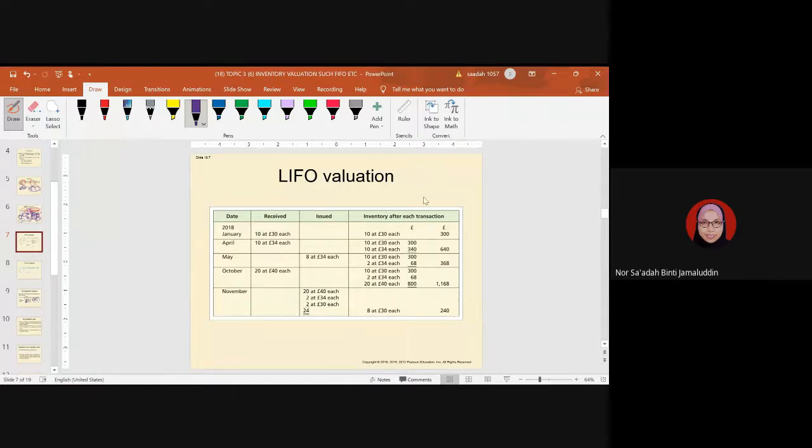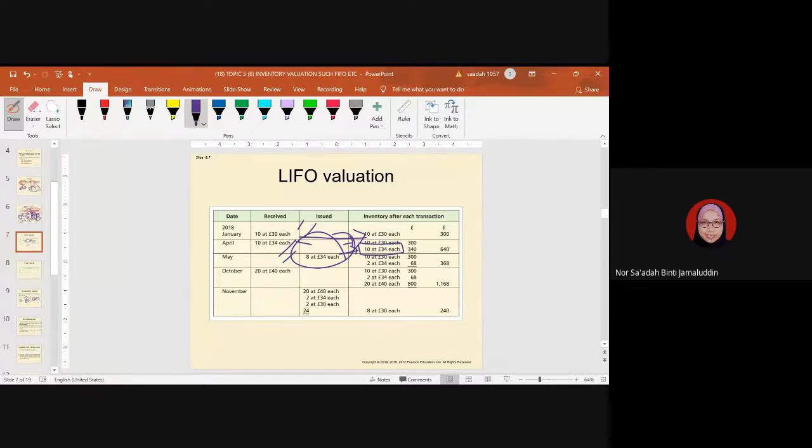Okay. Same soalan sama macam tadi. Januari masuk, April masuk, letak baki dia. April masuk, bawa baki Januari dulu, baru letak baki April. And then 8 tu nak keluar kan. Sebelum keluar, letak dulu. Sekarang ni LIFO, last in, first out. Masuk last, keluar dulu. Ni, awak kena keluarkan yang April dulu.